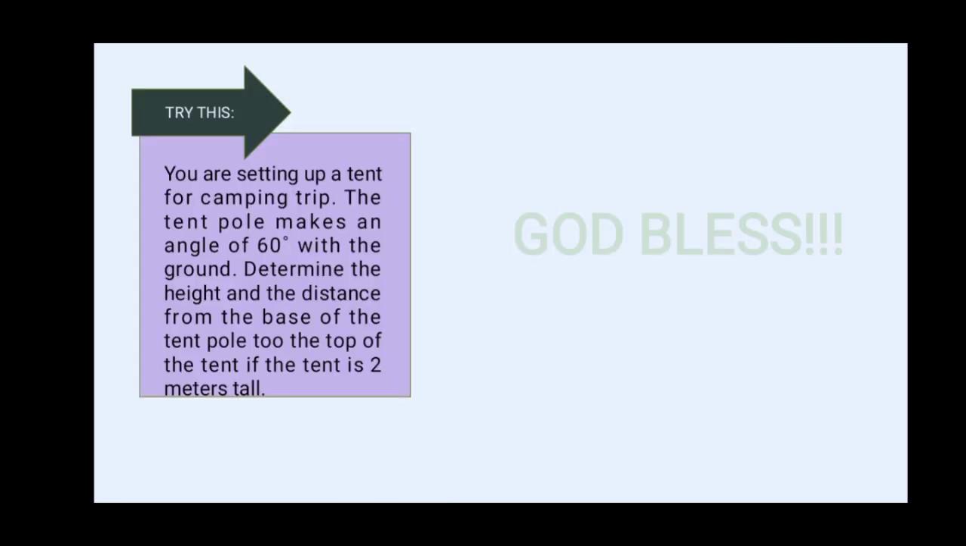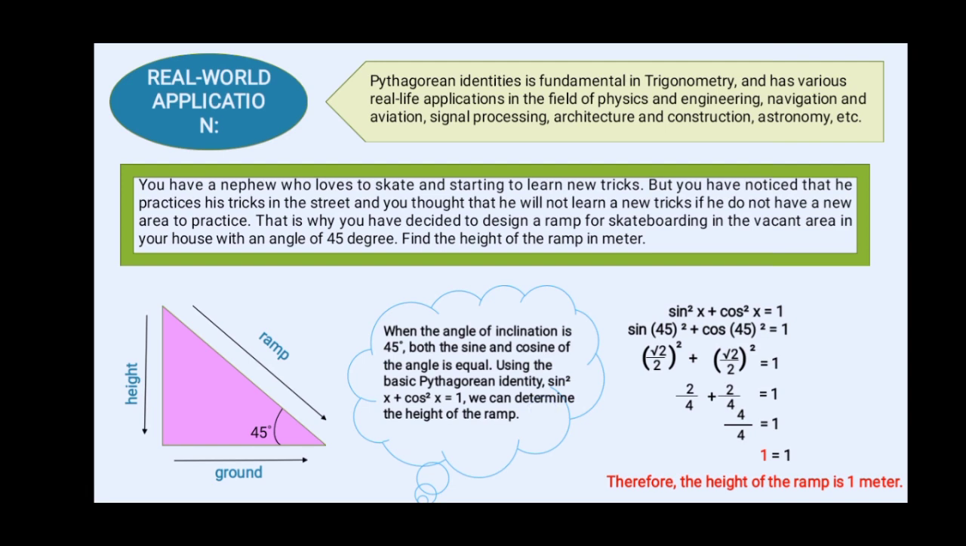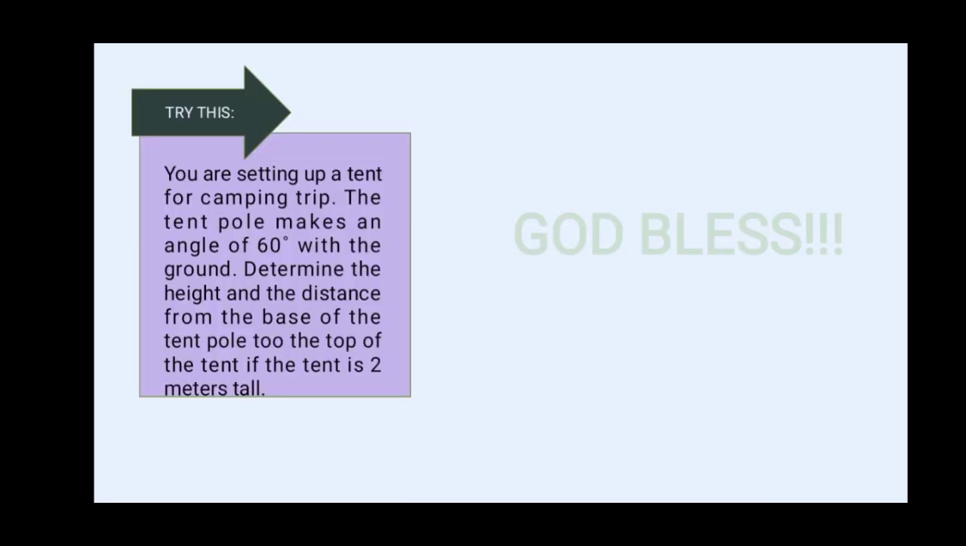For you to practice your skills in Pythagorean identities, please try this problem. You are setting up a tent for a camping trip. The tent pole makes an angle of 60 degrees with the ground. Determine the height and the distance from the base of the tent pole to the top of the tent if the tent is 2 meters tall. You can put your answer in the comment section, and God bless for that.